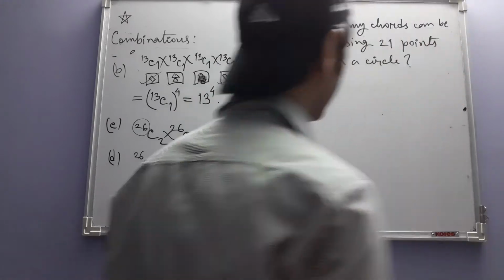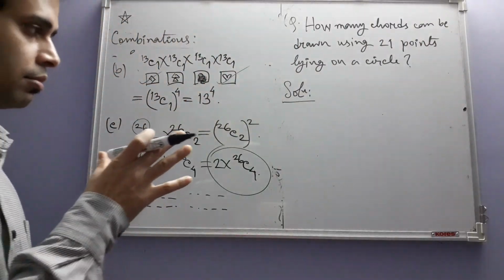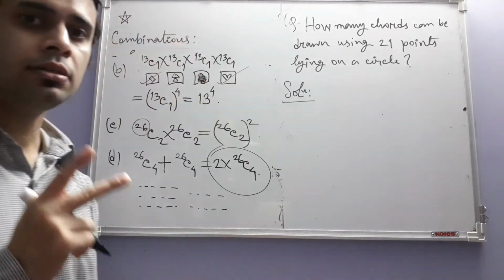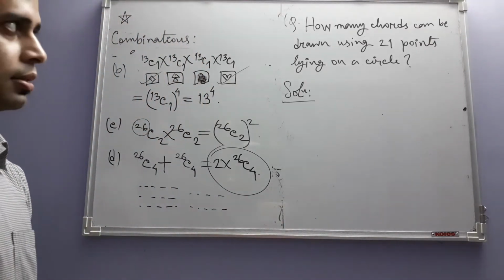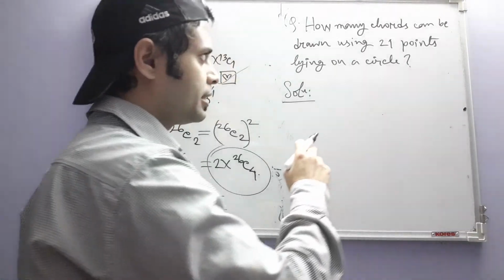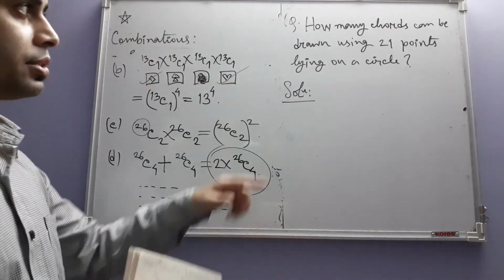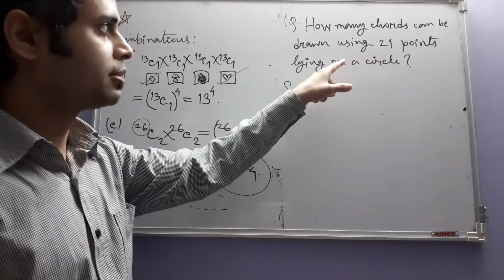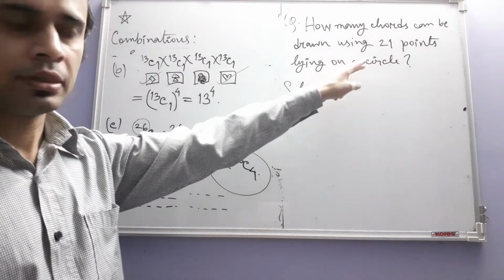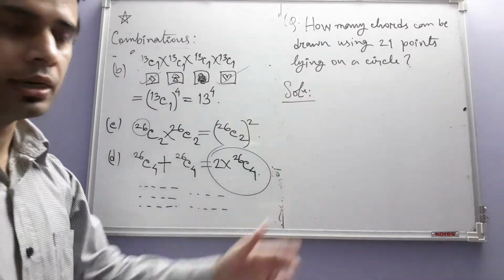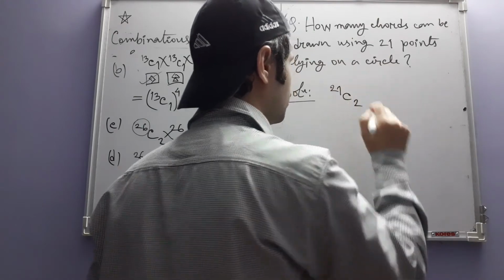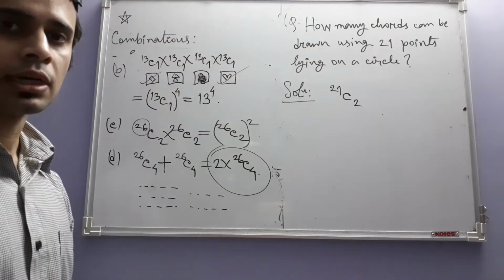So you can see that for forming a chord, we need 2 points, right? To know how many chords there are, we just have to see in how many ways we can choose 2 points from these 21 points. And the answer is immediate, isn't it? 21C2. So this many chords are possible.